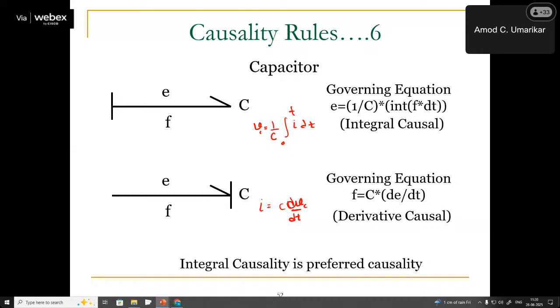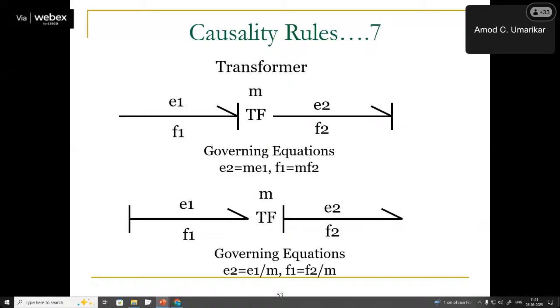When we say that effort we are applying across the capacitor, it is a derivative causal, because there is a derivative equation there, and here is an integral, so it's called integral causal. So integral causality is a preferred causality because it is easier to obtain equations.